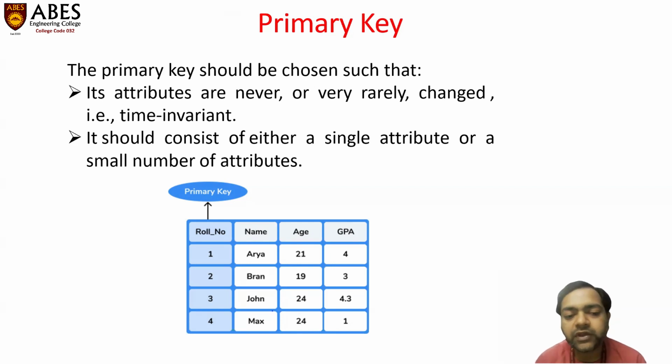So in this case we have roll number, name, age, and GPA. We can easily identify the primary key as roll number, because roll number can never be changed, and roll number is an attribute that can never be null. And it is also the case that roll number is not duplicated, right? So all the properties of the primary key are inherent in the roll number column, so we can choose roll number as the primary key.